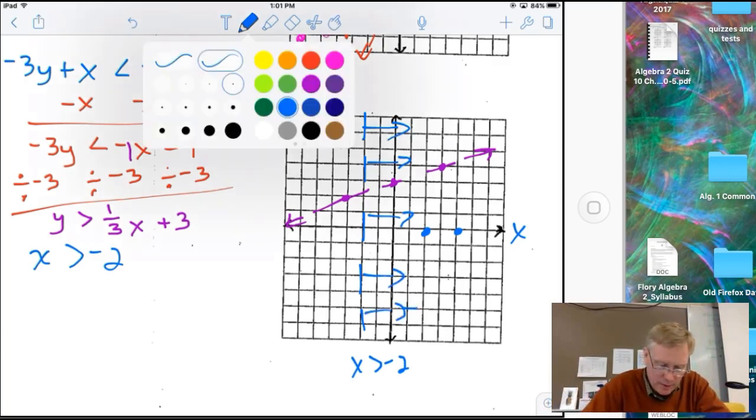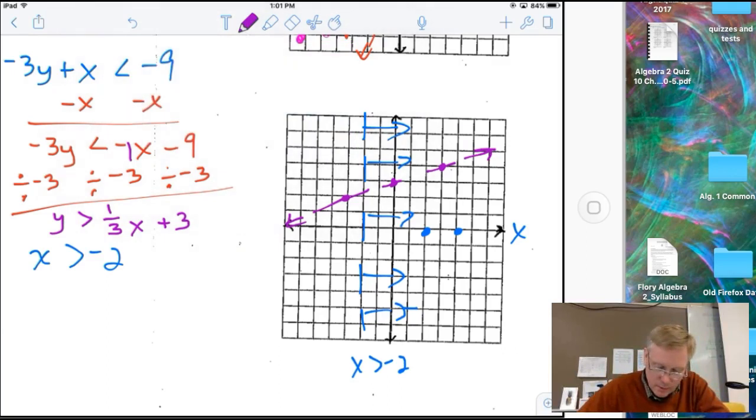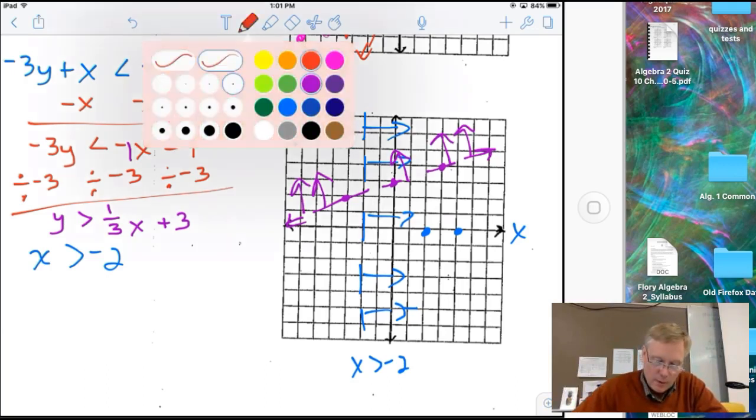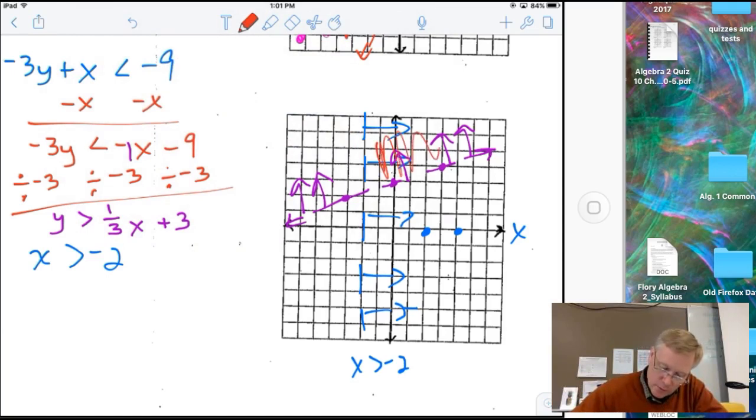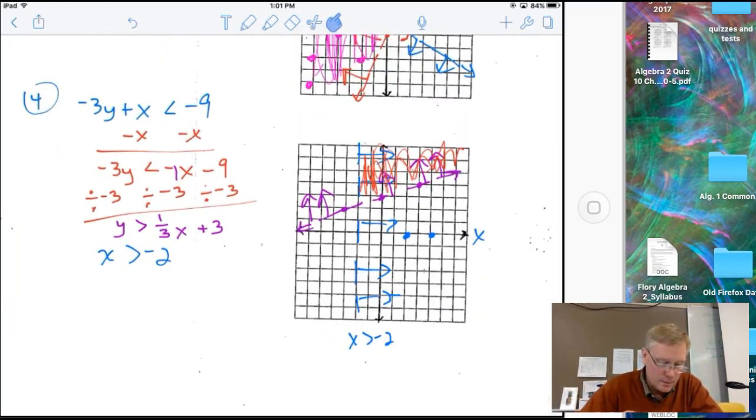Back to the purple line. Its y is greater than 1/3 x plus 3, so I'm shading above this line, which means where is the area where both arrows are pointing at each other? That would be this area. So that whole section is your solution, going all the way up to that blue line. Okay, and that is my last problem for today, and we'll pick up there.